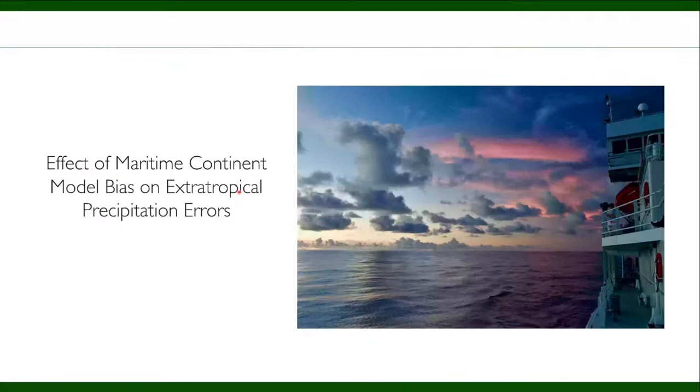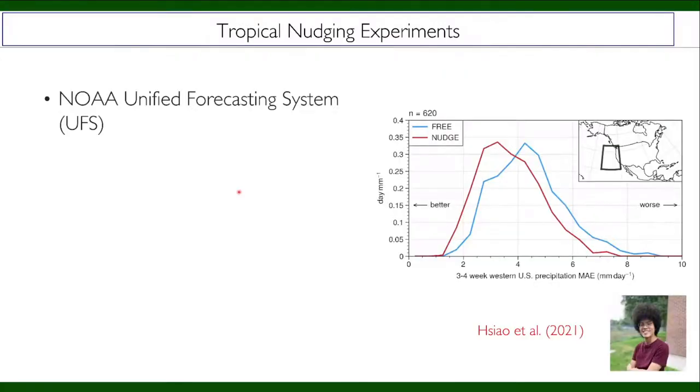Okay, so the last thing that I will finish up with here is how the maritime continent and model biases in this region affect extratropical precipitation errors. And so I mentioned that this is something that we're doing with Elizabeth Barnes and I with one of our students, Wei-Ting. So you can see Wei-Ting here. Wei-Ting is actually going to defend his master's thesis next week before continuing on with me for PhD work. So we're very excited about that.